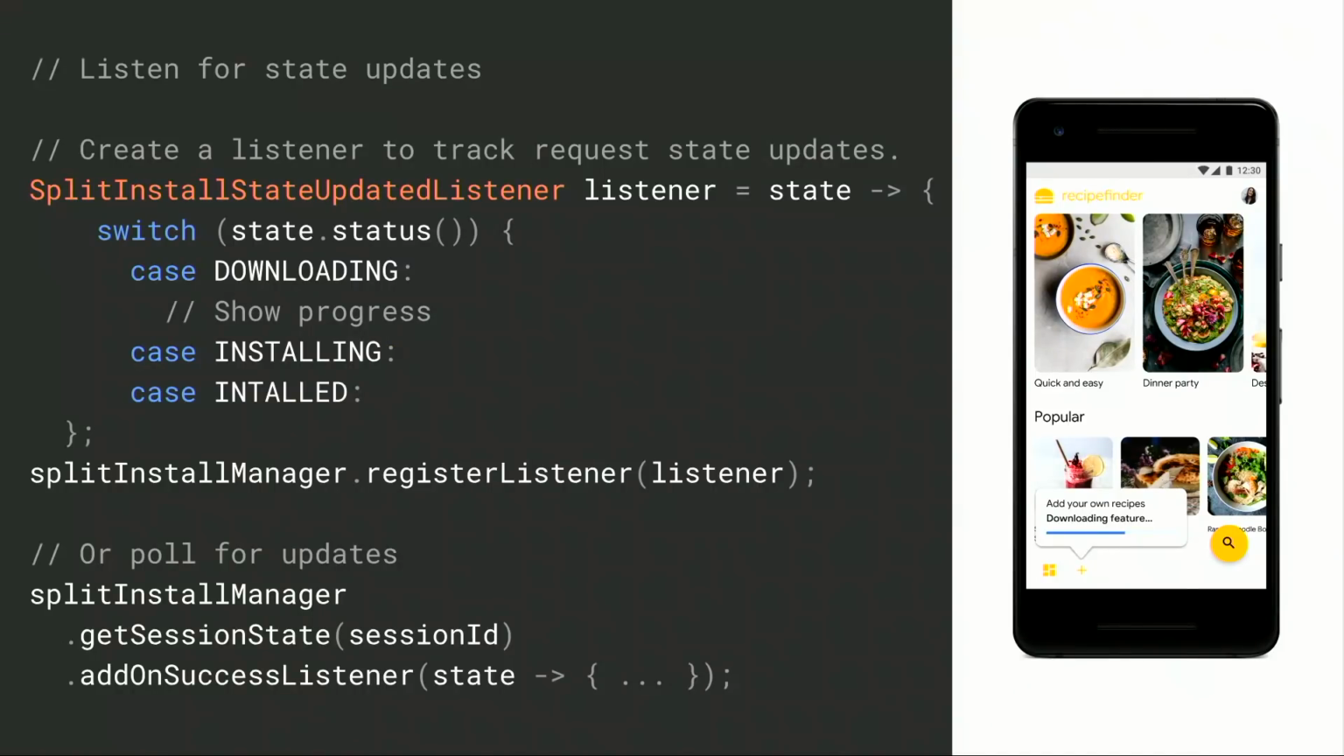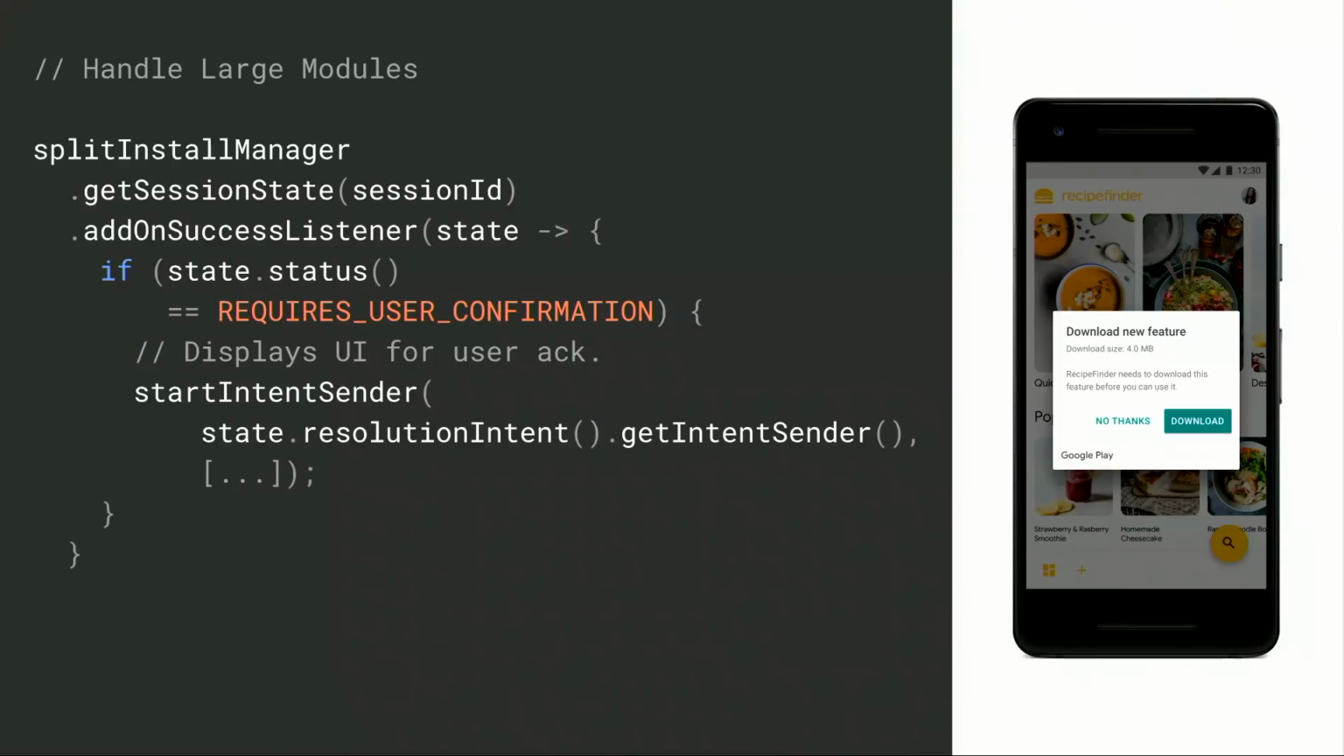The API also allows you to listen for updates throughout the download and install process. You can use this to display the download progress and the install progress to your users while they are waiting for the on-demand feature to download. You saw this in the video that Pierre showed when it was downloading the add recipe module. For large modules, you'll need to obtain user confirmation prior to the download via the Split Install API. You'll need to do this whenever the app requests more than 10 megabytes of on-demand modules to be downloaded.